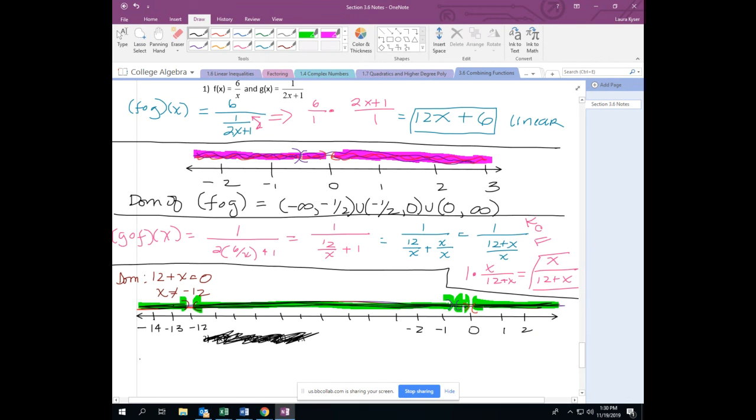So for domain of G of F, we have -infinity to -12. Cut that one out. -12 up to -1/2. Cut this one out. -1/2 up to 0. Cut that out, and then we get to go to infinity. So 3 excluded values.